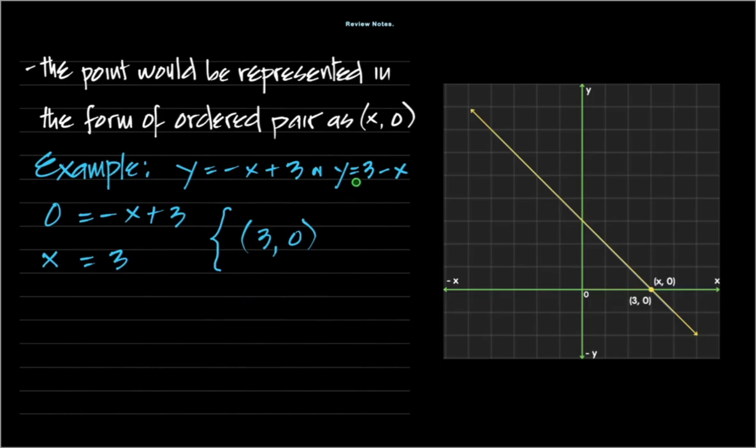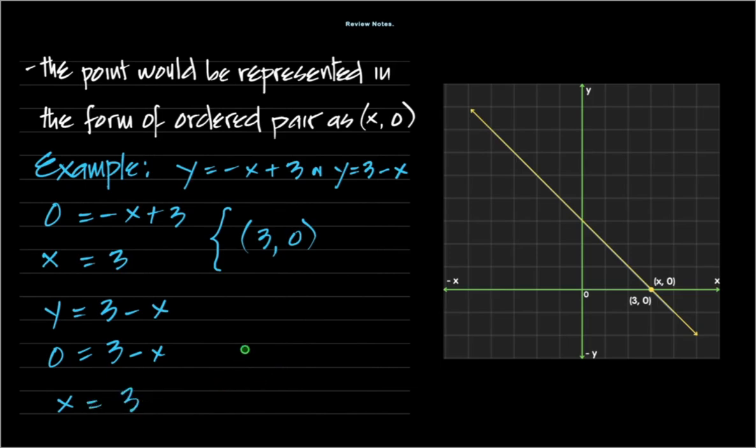So similarly, if we use the second equation, y is equal to 3 minus x. Same way, if you want to find the value of x at that point, what you have to do is you place the value of y to be equal to 0. So we say 0 is equal to 3 minus x. Same way as in the first example. So if we move x over to the left side, that will give us x is equal to 3.